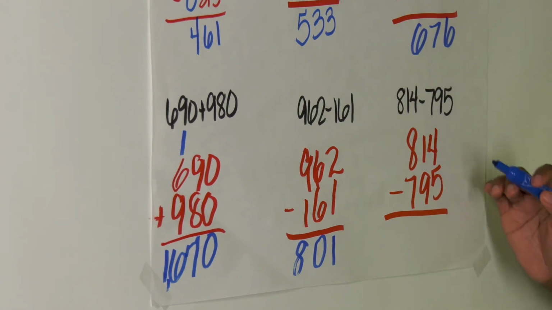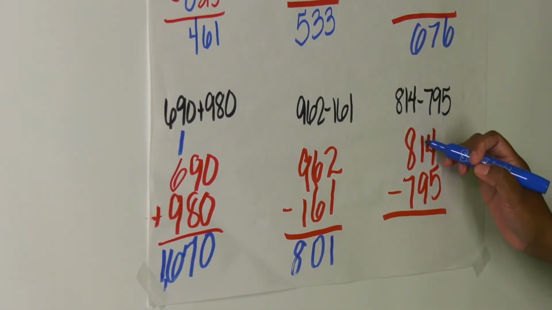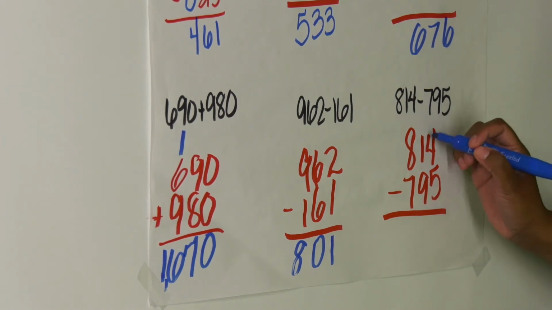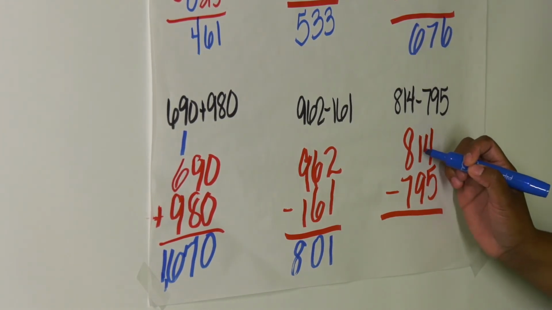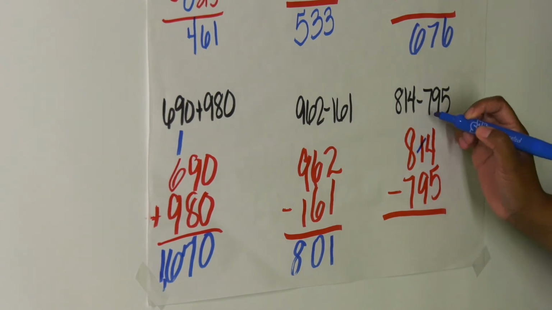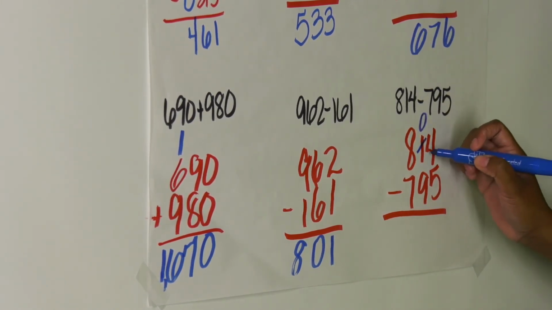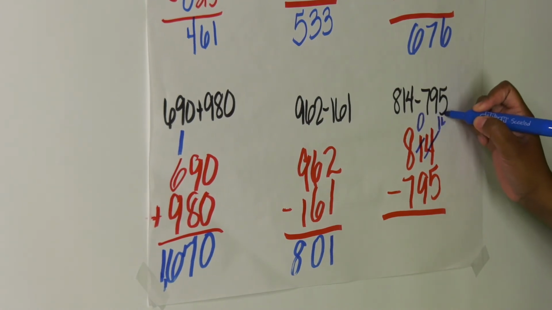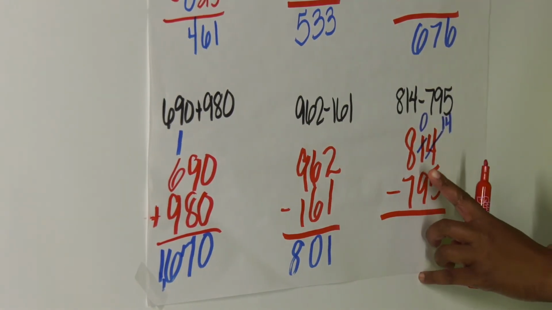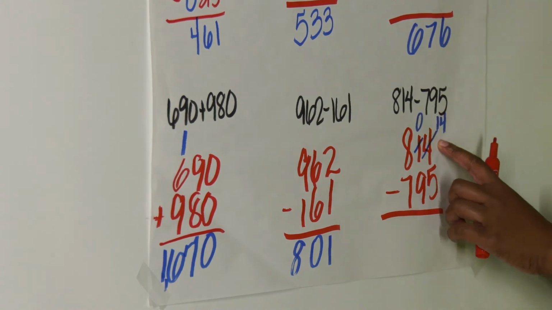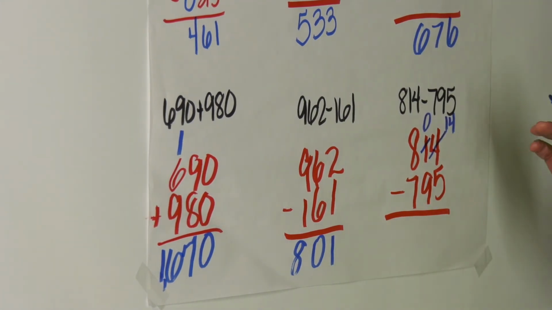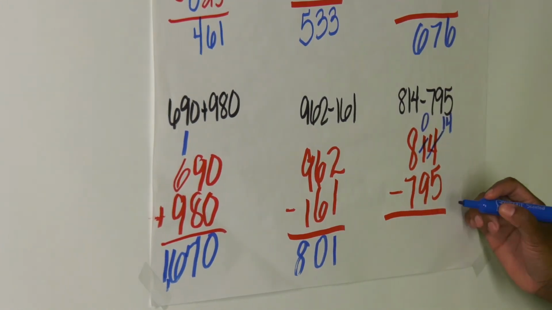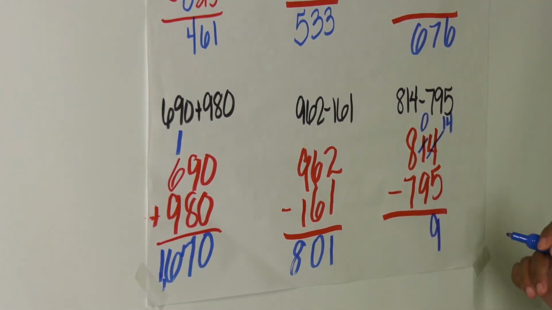You cannot take 4 from 5, so you have to borrow from the next place value. So we're in the ones place, we're going to move to the tens. If I take 1 from 1, that turns into a 0. And if I add 10 to this 4, this turns into 14 because I took it from the tens place, so I'm adding 10 to the ones. Okay. Then 14 minus 5 is 9.